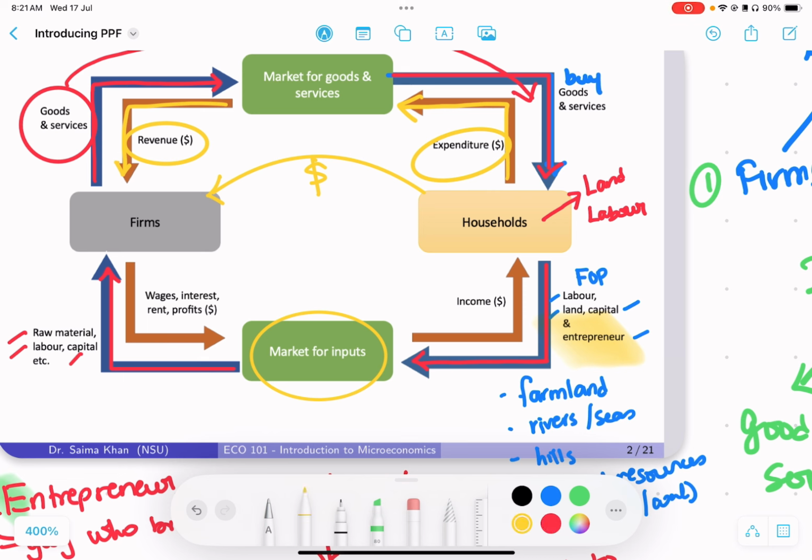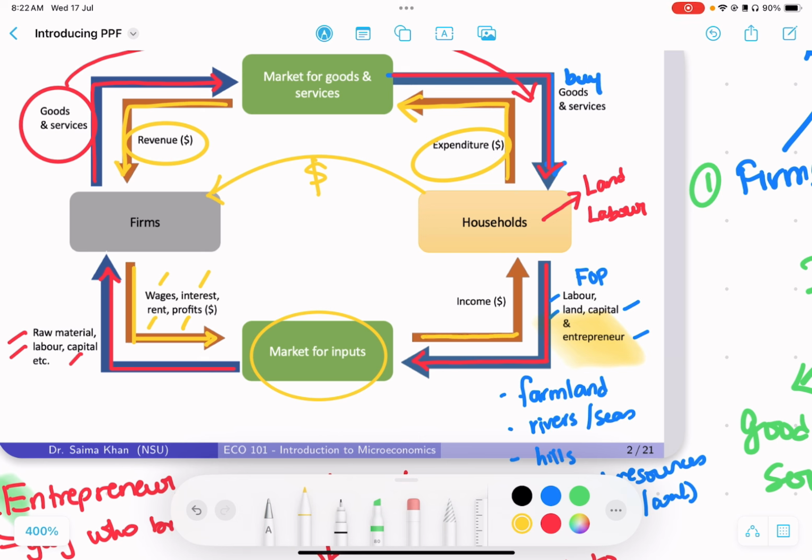So in exchange for this, what do they give the household? Well, if you're labor, then you're going to get wages. On capital, there's interest. On land, there's rent. For entrepreneurs, there's profit. So all of this flows back to the households. All right. So this is how this is.